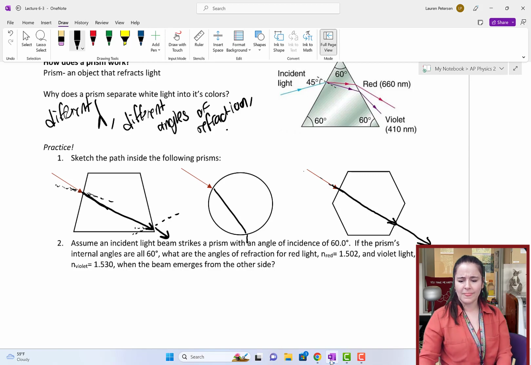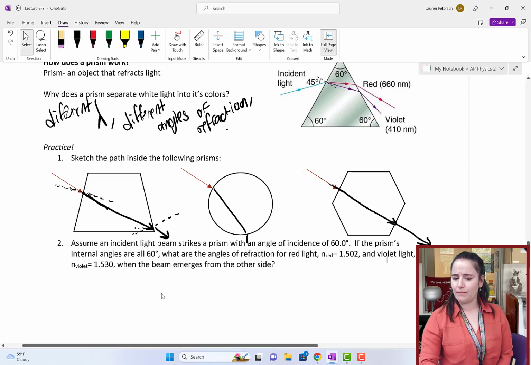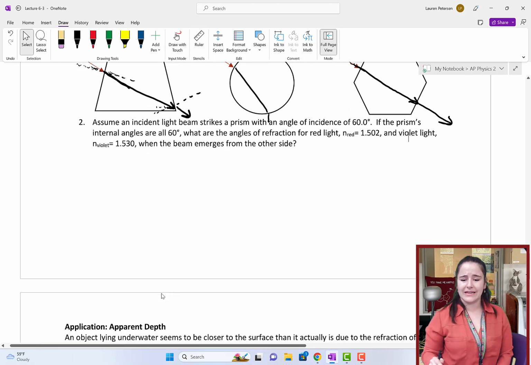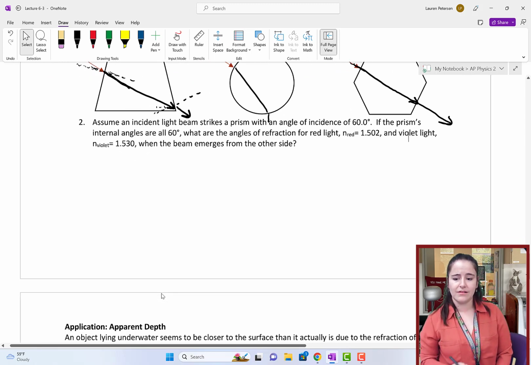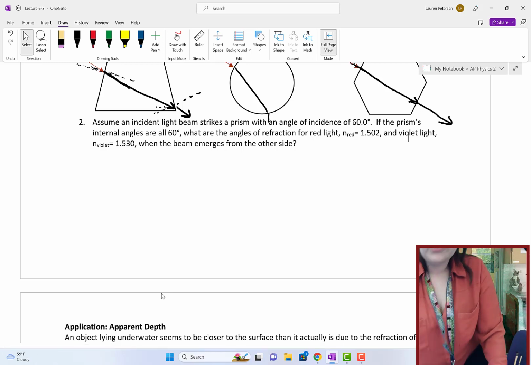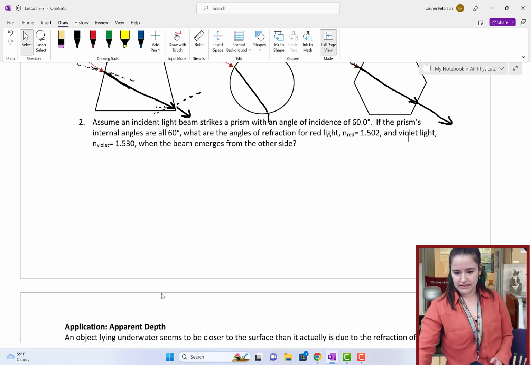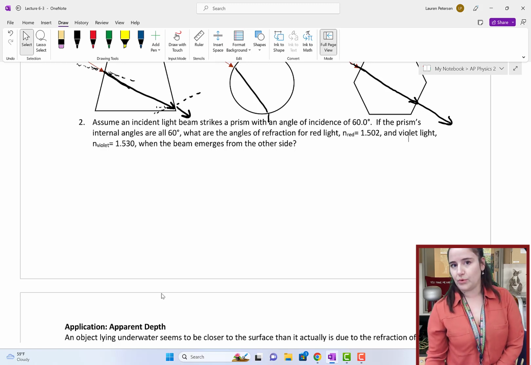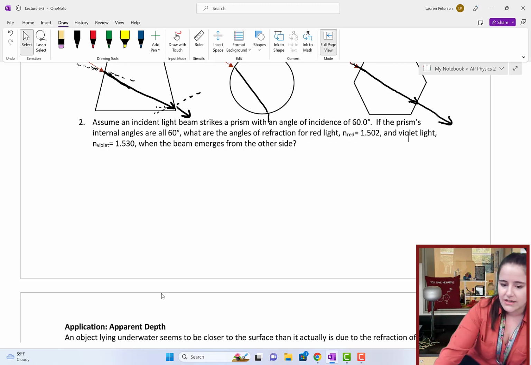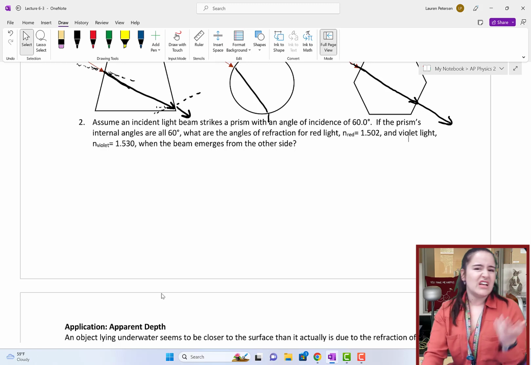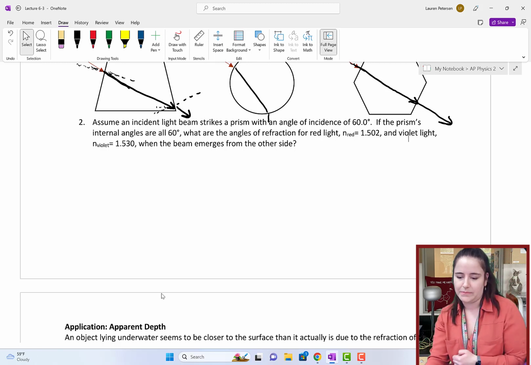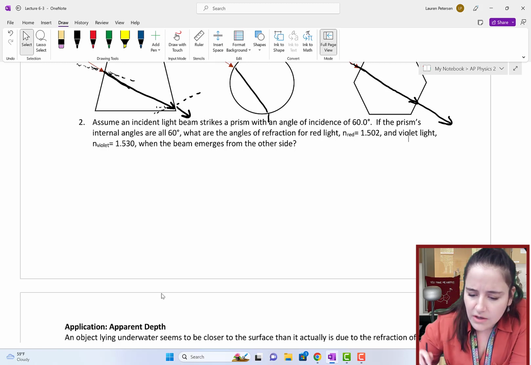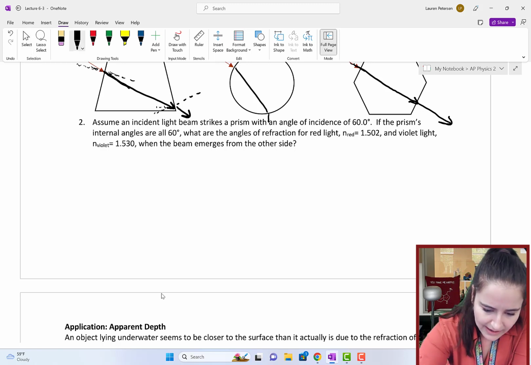Okay, let's do this one where we have more information, a little bit of math with it. So assume an incident light beam strikes a prism with an angle of incidence of 60 degrees. If the prism's internal angles are all 60 degrees, what are the angles of refraction for red light? The N for red light is 1.502 and for violet light it's 1.503. So they both round to 1.5 and that's what we normally use, but there's the specific information for the different colors. So let's go ahead and draw this out.